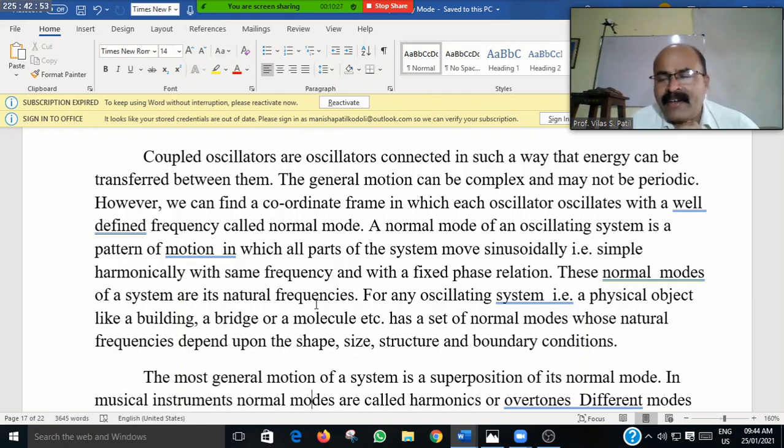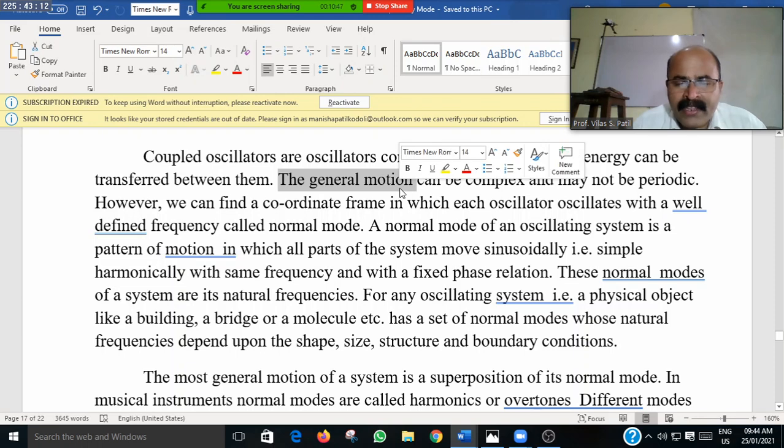In a coupled oscillator, the energy from one pendulum is transferred to the other pendulum, and both pendulums start oscillating from the mean position. That phenomenon is known as a coupled oscillator. The general motion can be complex and may not be periodic. General motion is complex, but it is not periodic.